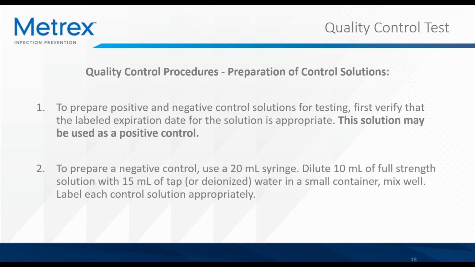A proper QC test begins with proper preparation of the control solutions. Undiluted MetriCide OPA Plus solution serves as your positive control, and your negative control is a dilution of 2 parts MetriCide OPA Plus solution and 3 parts water. In the video and in our IFU, the given measurements are 10 milliliters of undiluted MetriCide OPA Plus and 15 milliliters of water.